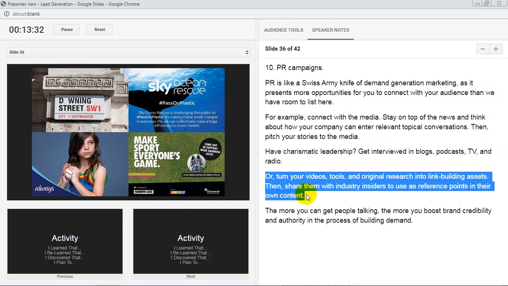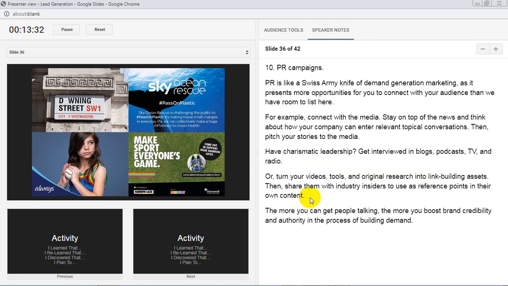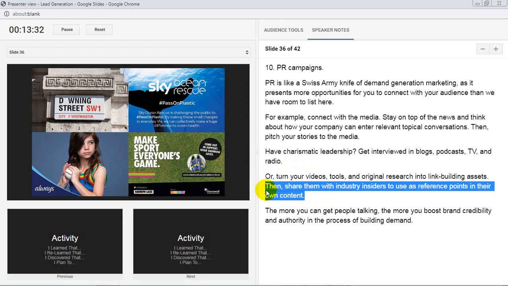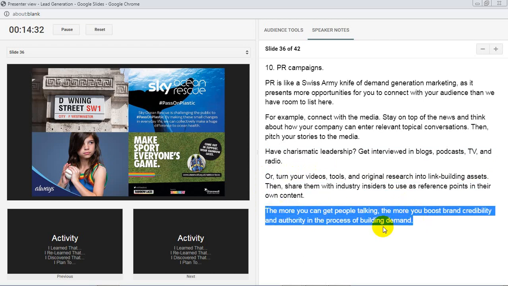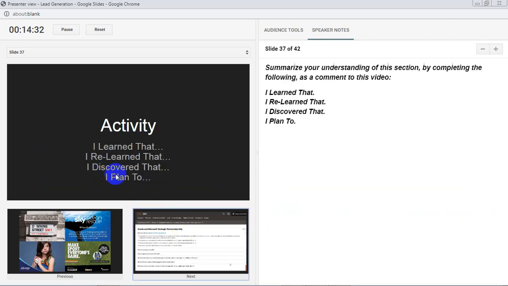Or, turn your videos, tools, and original research into link-building assets. Then, share them with industry insiders to use as reference points in their own content. The more you can get people talking, the more you boost brand credibility and authority in the process of building demand.